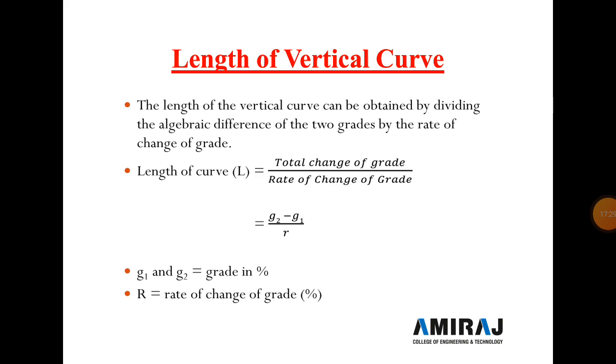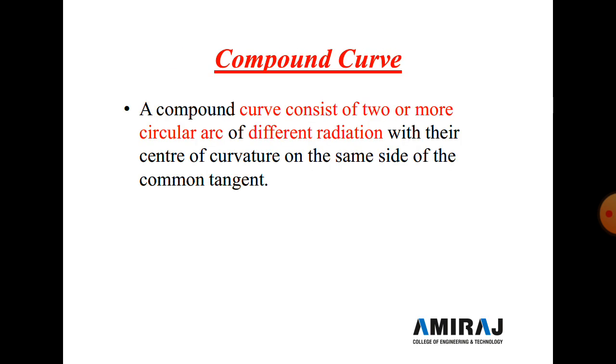Now the length of the vertical curve. The length of a vertical curve can be obtained by dividing the algebraic difference of the two grades by the rate of change of grade. So the length of the curve L is equal to the total change of gradient divided by the rate of change of grade. The grade change is G2 minus G1, divided by the rate of change of grade R. G1 and G2 are grades in percentage, and R is the rate of change of grade in percentage.